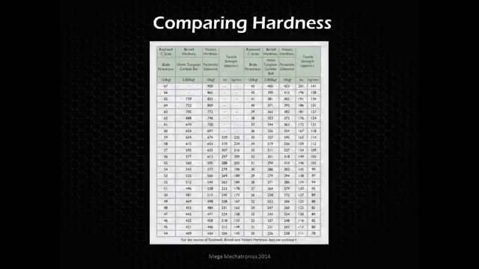And you can even compare the hardnesses. If you have two different materials and you're Googling the charts, you can take a Rockwell C measurement and cross-reference that to Brinell or Vickers. You would just want to Google the comparison charts or the cross-reference charts.